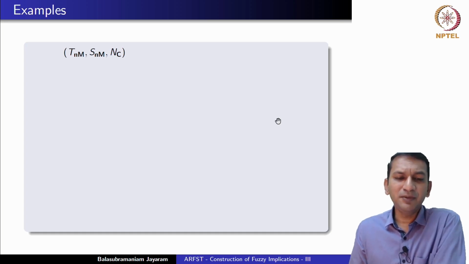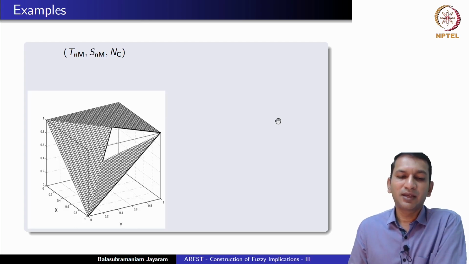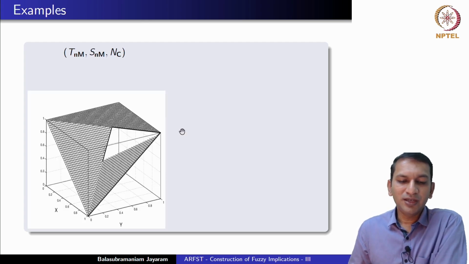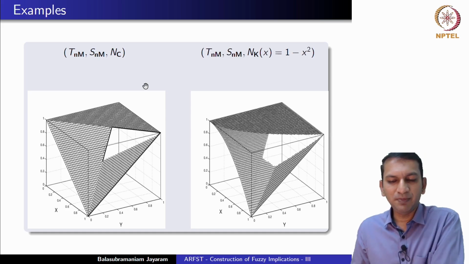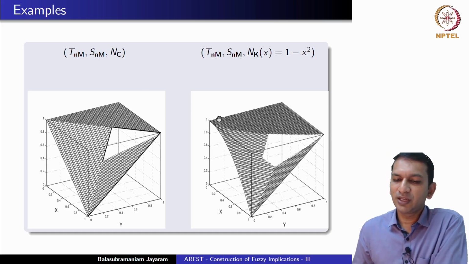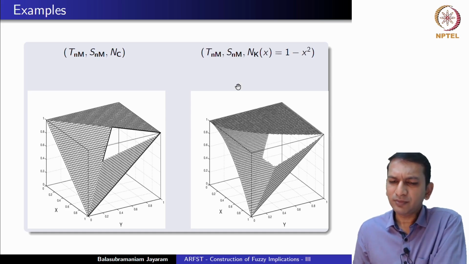If you take this triple, nilpotent minimum T norm, nilpotent maximum T conorm, and then classical negation, you get such a fuzzy implication. Once again, it has the ordering property. And similarly is the case with this. Of course, it does not have the ordering property. It has IP, NP, and the natural negation is 1 minus x squared.